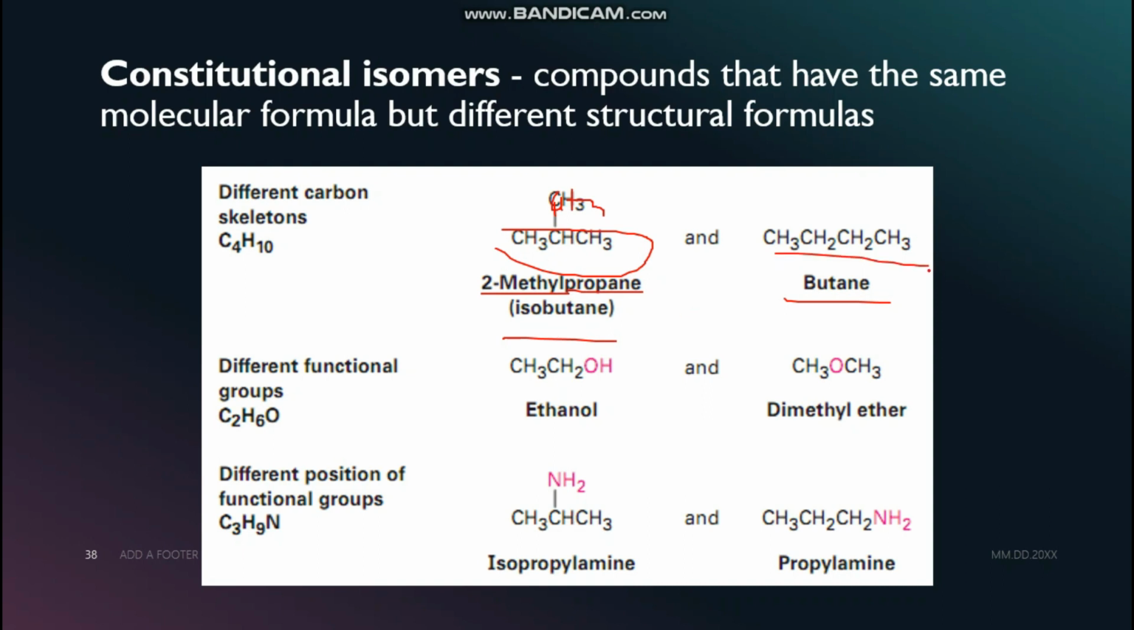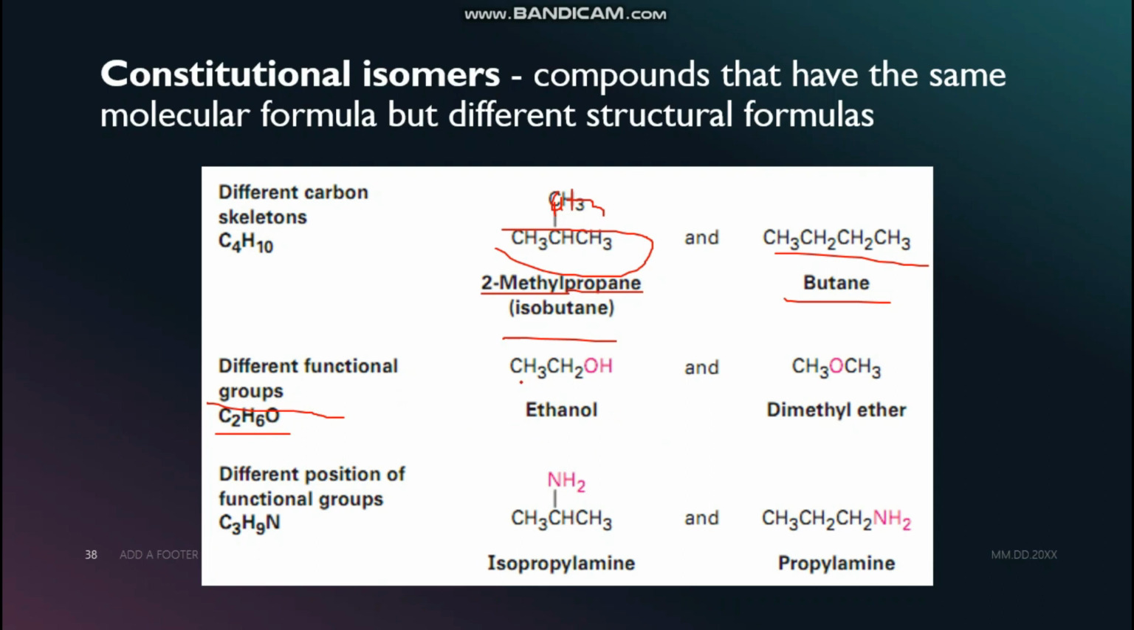So we also have the straight chain structure of the butane. So constitutional isomers can also have different functional groups. For this one, we have C2H6 oxygen, or C2H6O.